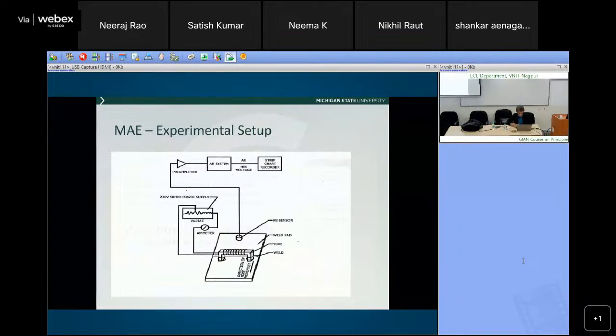Yeah, or you can get even higher. I said 4 kilohertz because it's called acoustic. Magnetoacoustic emission is at an acoustic frequency.